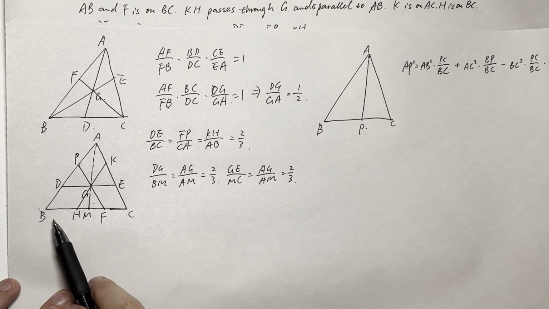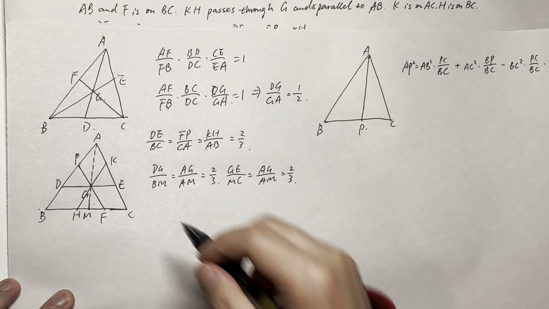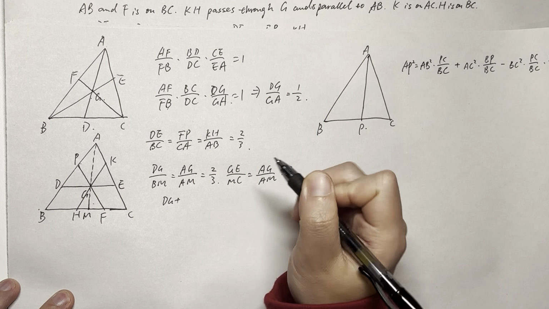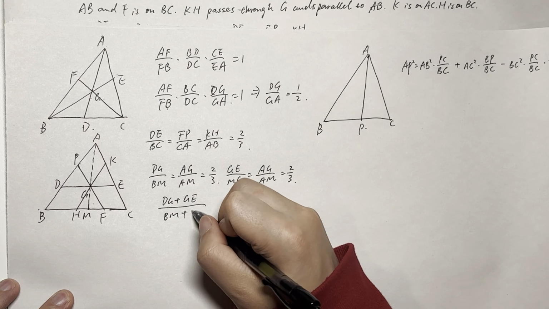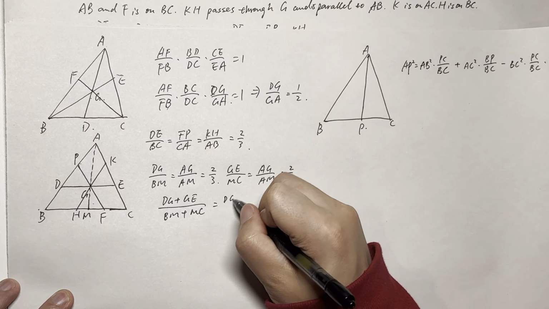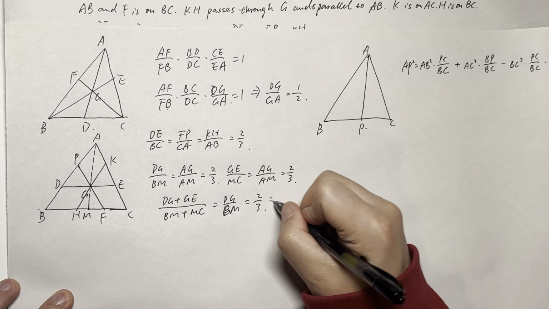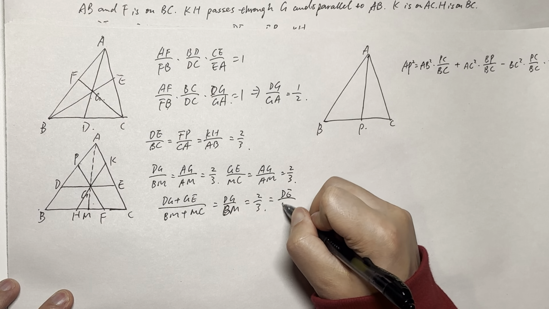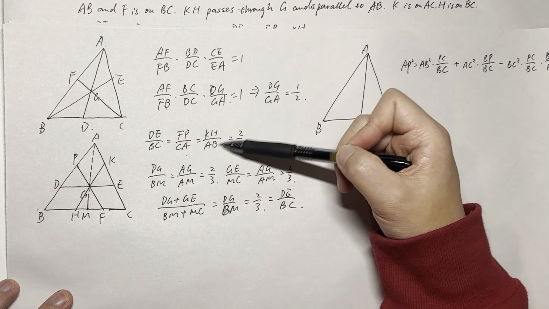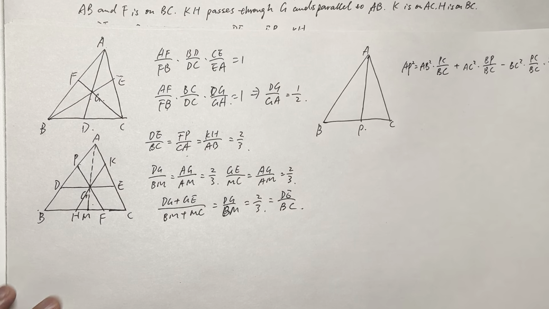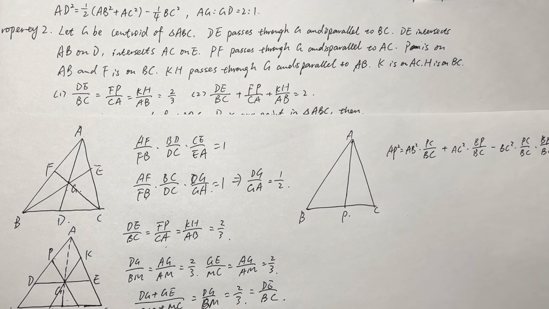We know that BM equals CM, which means DG plus GE to BM plus MC, that is DG to BM, equals 2 to 3, which equals DE to BC. Similarly, FP to CA and KH to AB are all 2 to 3, and the summation would be 2. That's obvious.